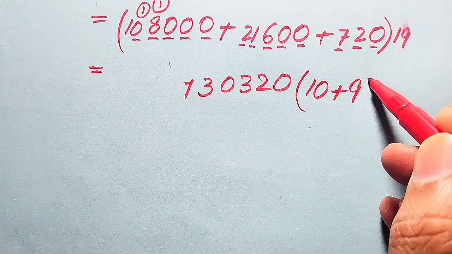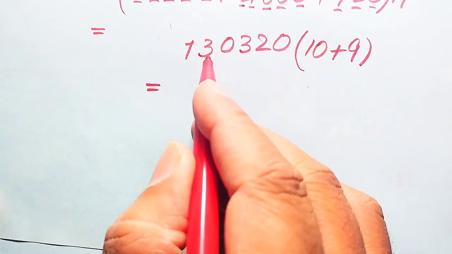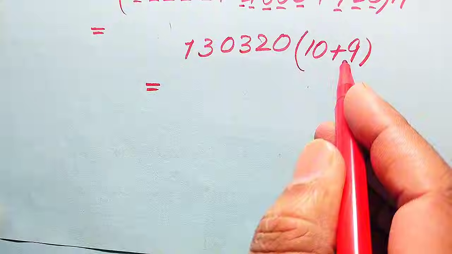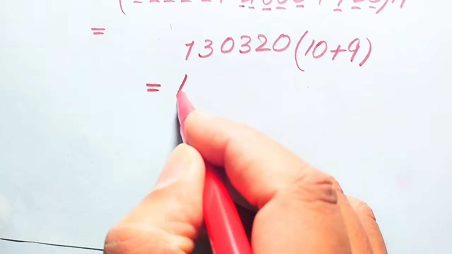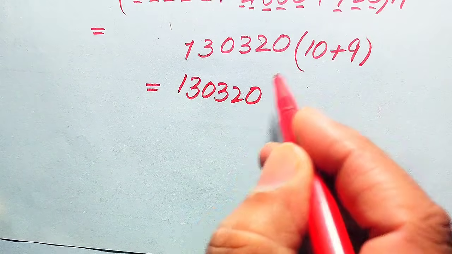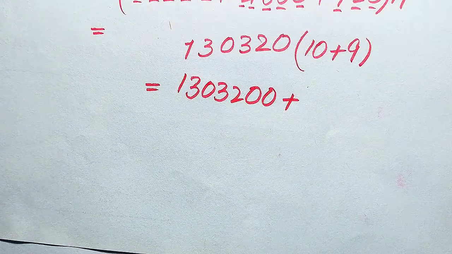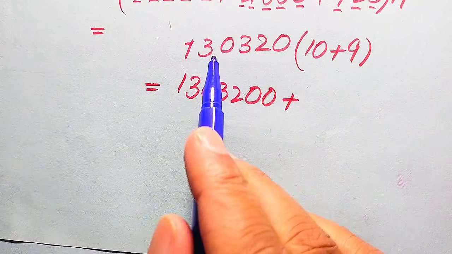And we break this 19 into the form of tens and ones, so it is 10 plus 9. So here in the final step we need to multiply this value separately on both of these values. So when you multiply this with 10 you get here 130,320, and we just add this 0 here, and plus, in the next step we need to multiply this complete value with this 9.